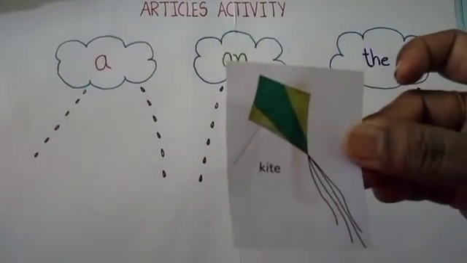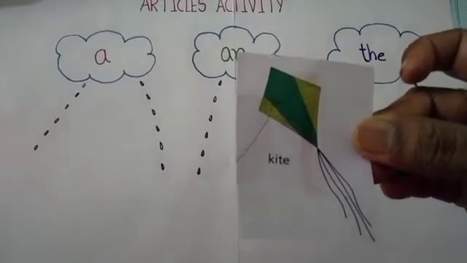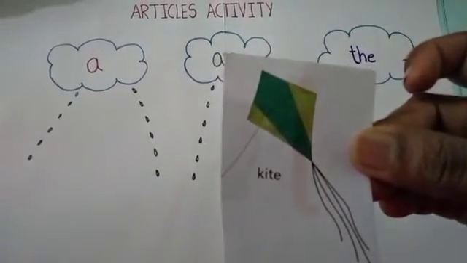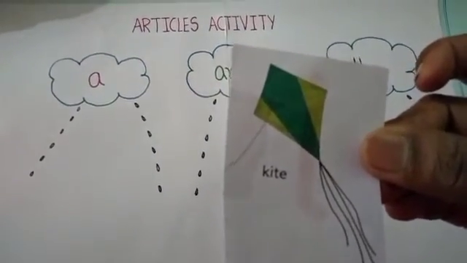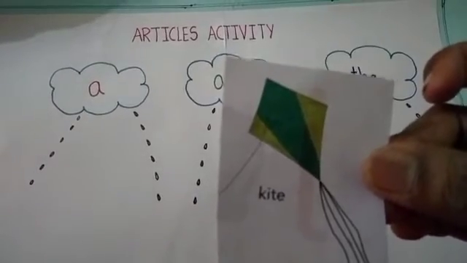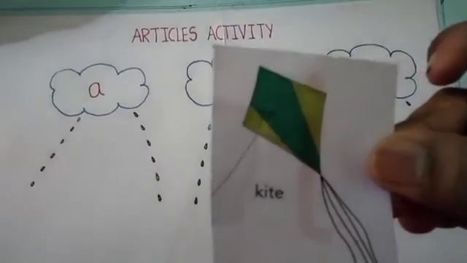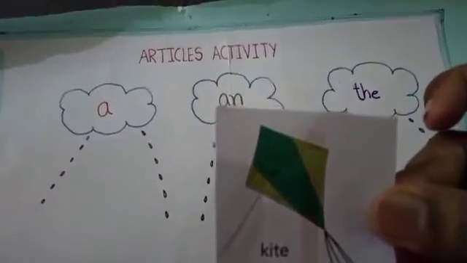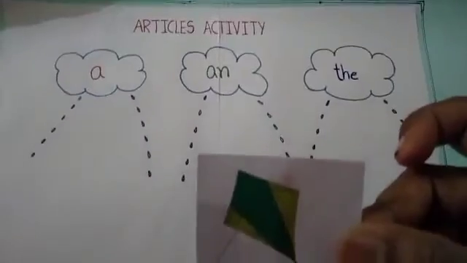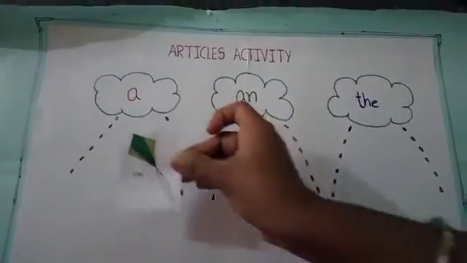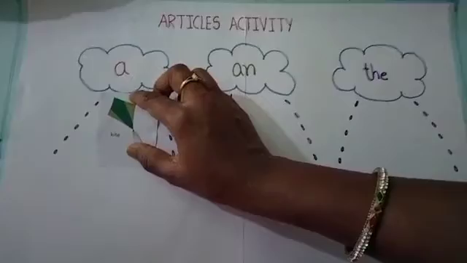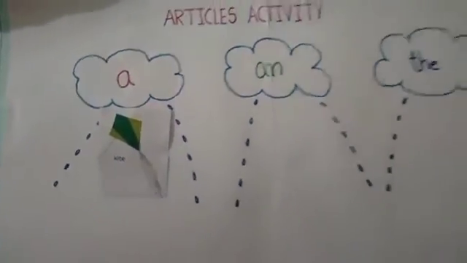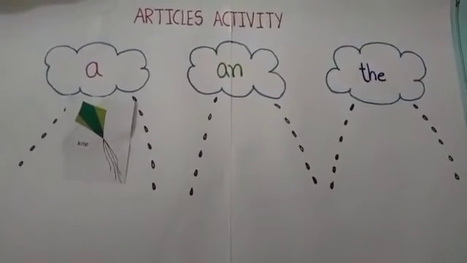See children, what is this? Kite. First letter what is there? K. K is consonant or vowel? K is consonant. So, in front of consonant, what we should use? A. In front of consonants, we use A. A kite.